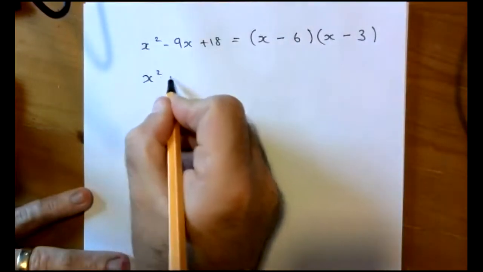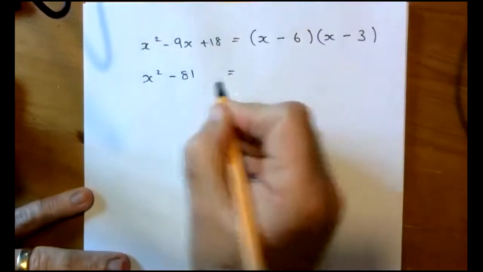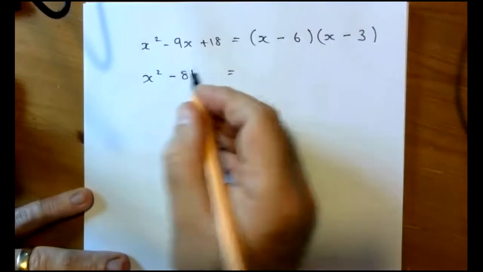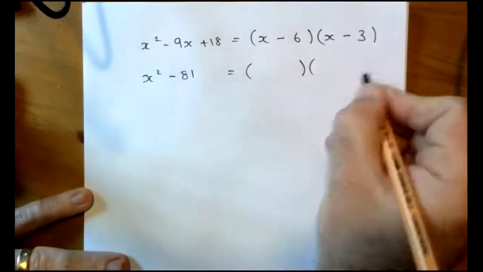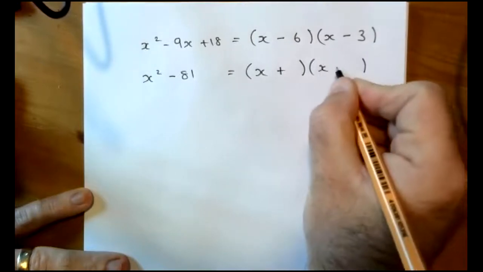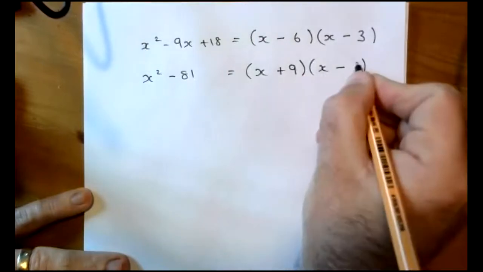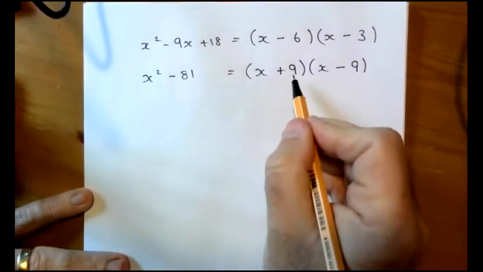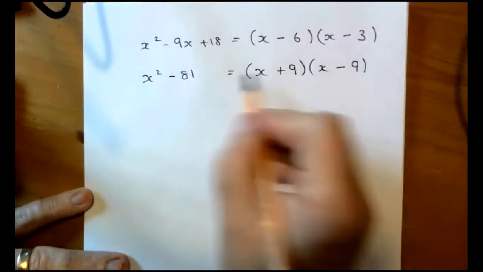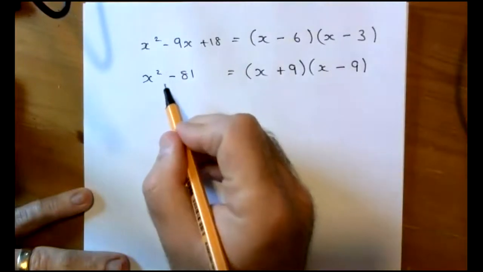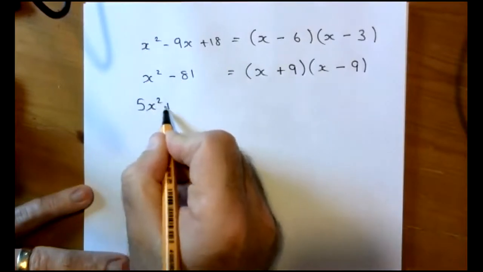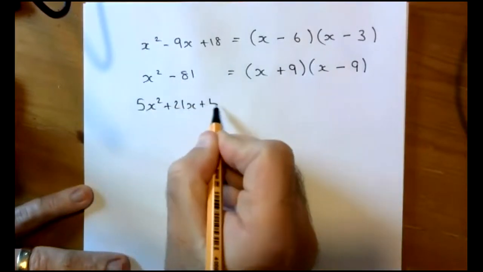Now B, x squared minus 81. I notice straight away there's no x coefficient in the middle. So I know the 2 numbers must add together to give me 0. So I must have a positive and a negative, 9 and negative 9. 9 multiplied by negative 9 is negative 81. Positive 9 plus negative 9 gives you the 0x in the middle. The third one, 5x squared plus 21x plus 4.